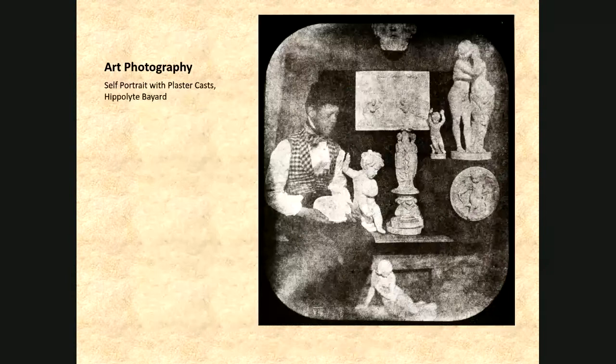Bayard doing his, you know, classic self-portraits again. He's clearly set up all of these props. He calls them plaster casts, but these little statuettes that he has. And he's telling a little bit more of a story here. It's a higher level portrait than just a mechanical photograph.